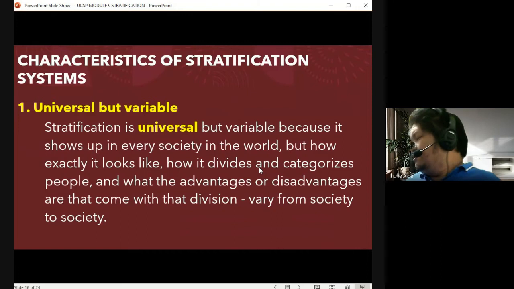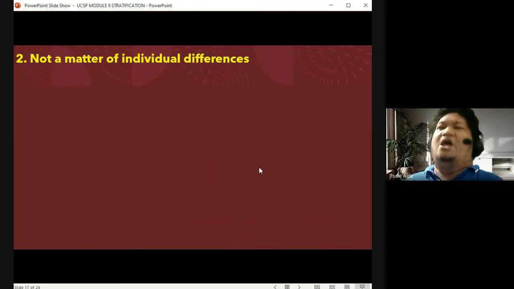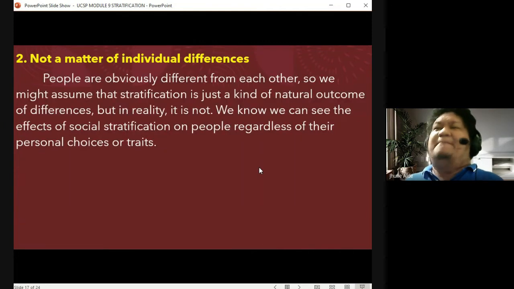Okay. So, another one, not a matter of individual differences. People are obviously different from each other. So, we might assume that stratification is just a kind of natural outcome of differences. But in reality, it is not. We can see the effects of social stratification on people, regardless of their personal choices or traits. Okay.